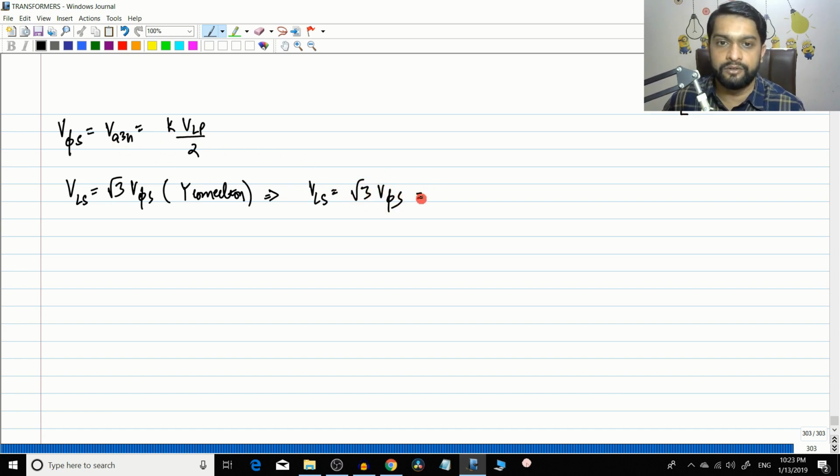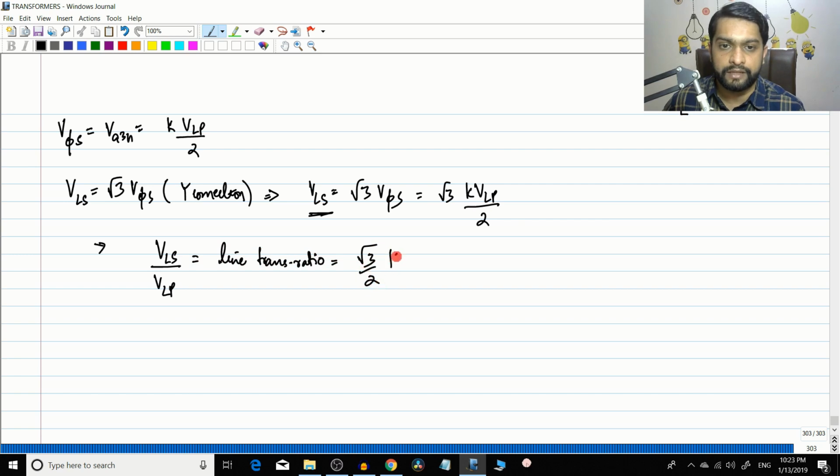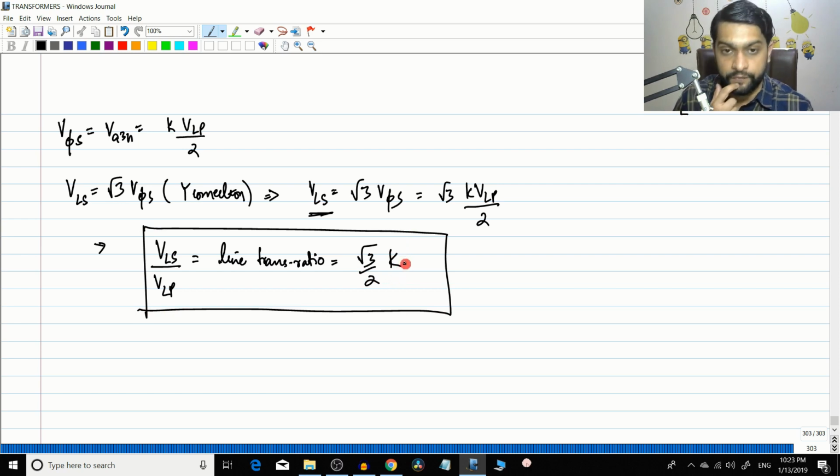V phi s is this value, so it will be equal to root 3 into k into VLP divided by 2, right? So I can just write the line transformation ratio from here. VLS divided by VLP, the line voltage of the secondary divided by the line voltage of the primary, is equal to the line transformation ratio, and this value is equal to root 3 by 2 into k, right? So if the transformer that you have has a transformation ratio of k, when you connect it in a star zigzag star connection, the transformation ratio will be root 3 by 2 into k. So that is the basic conclusion.